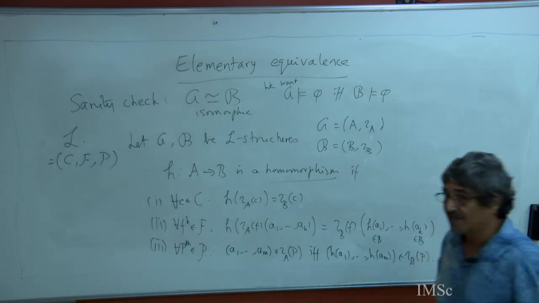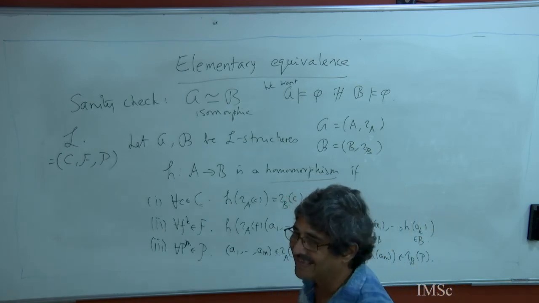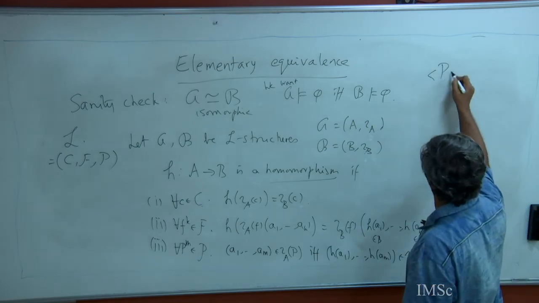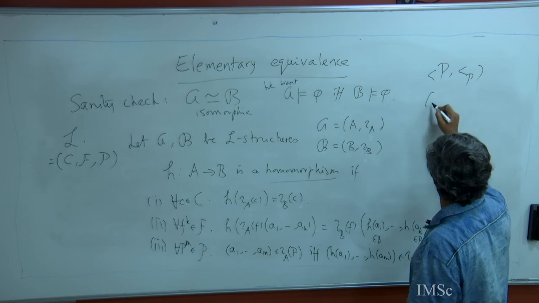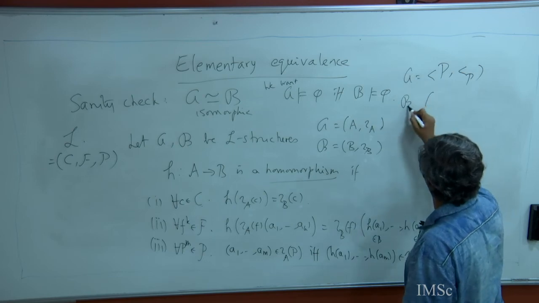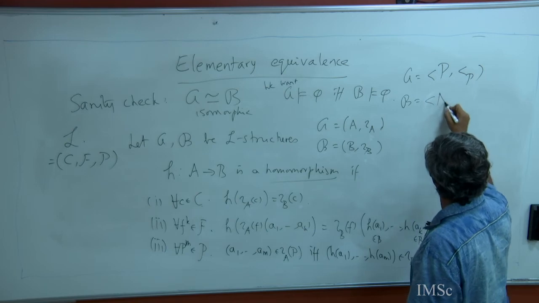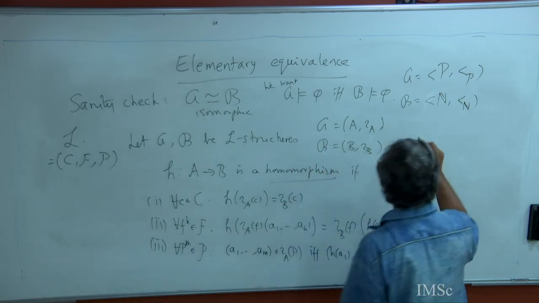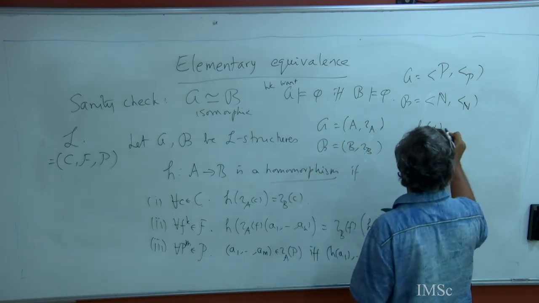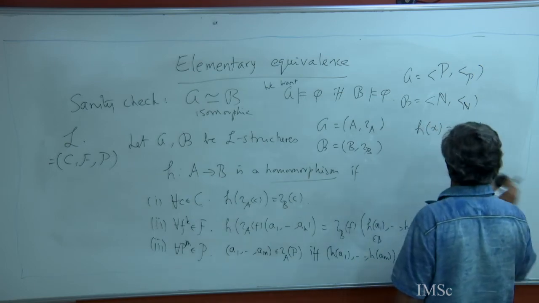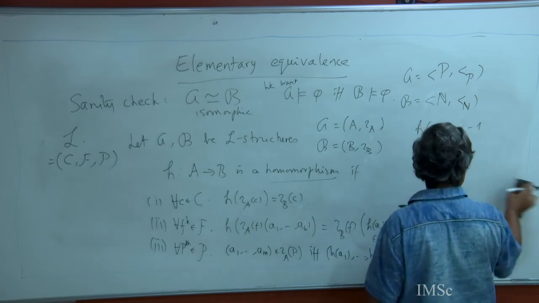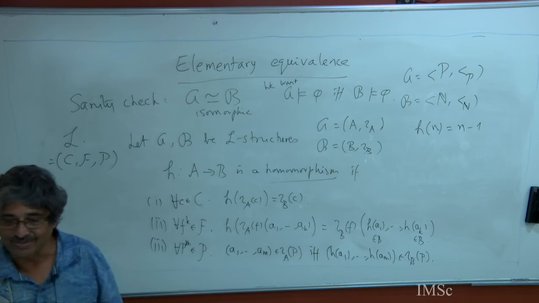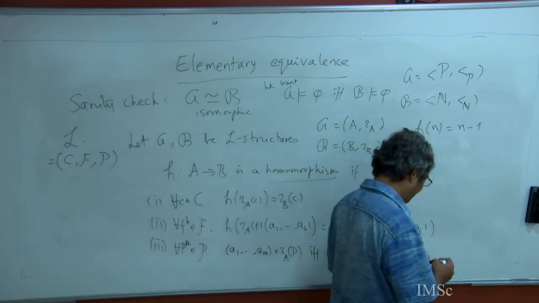So this is the idea of a homomorphism, and we are used to this. For instance, this is a standard homomorphism: if I take positive integers with the ordering on positive integers, let's say this is A and B, natural numbers to natural numbers, h of x equals x minus 1. That's a homomorphism, right?